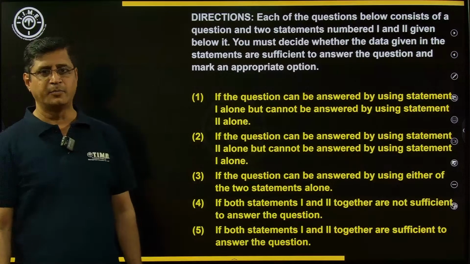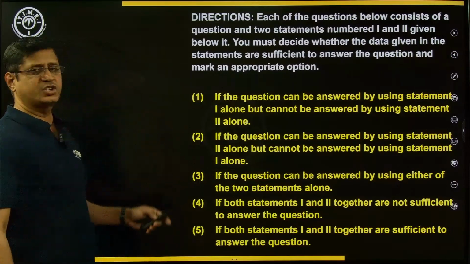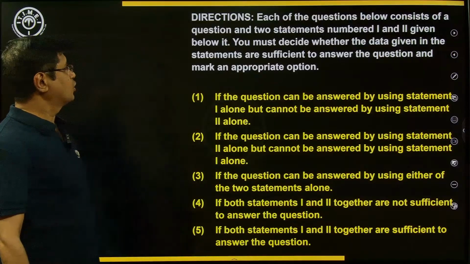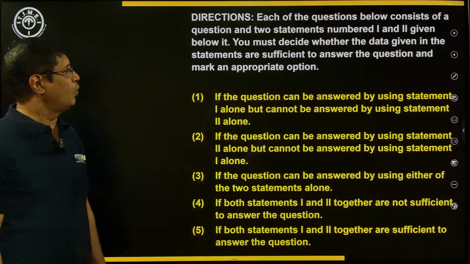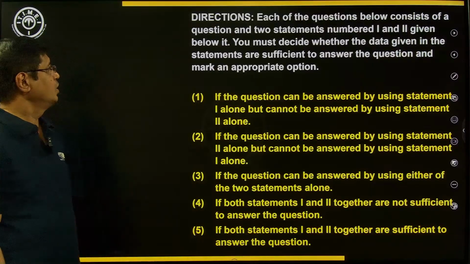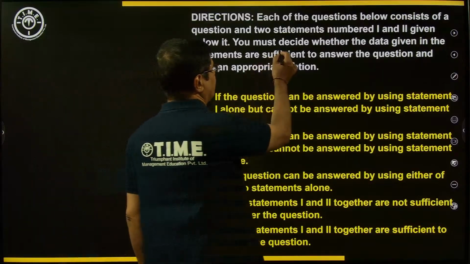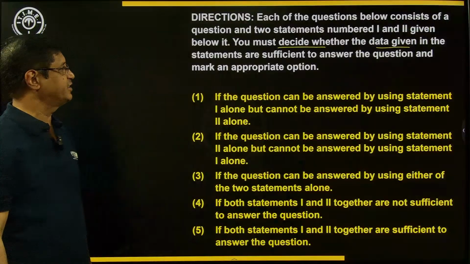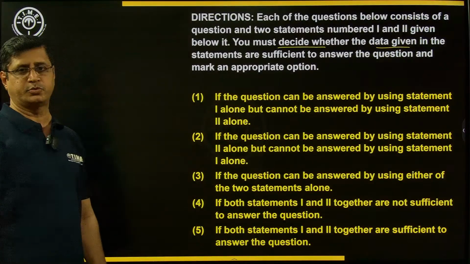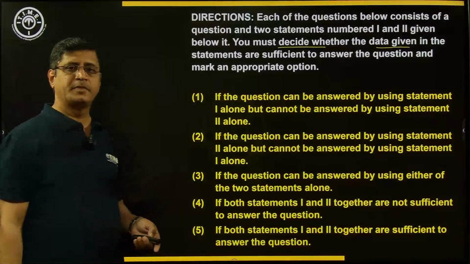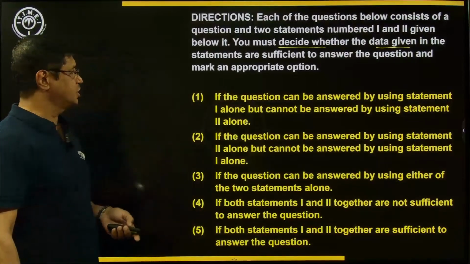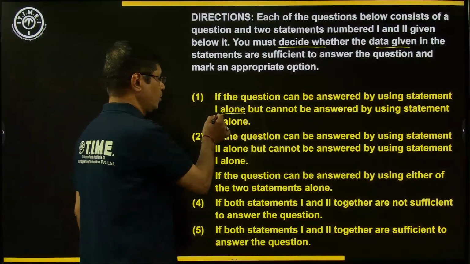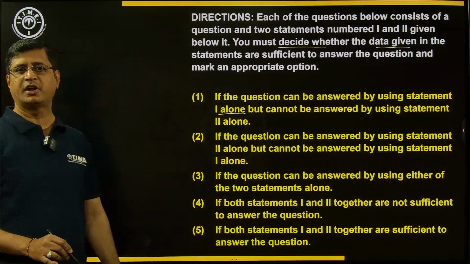Now look at the first example on your screen. Here directions are given. Each of the questions below consists of a question and two statements numbered 1 and 2 given below it. You must decide whether the data given in the statements are sufficient to answer the question and mark an appropriate option. Your options are given. Mark the option 1 if the question can be answered by using statement 1 alone, but cannot be answered by using statement 2 alone.